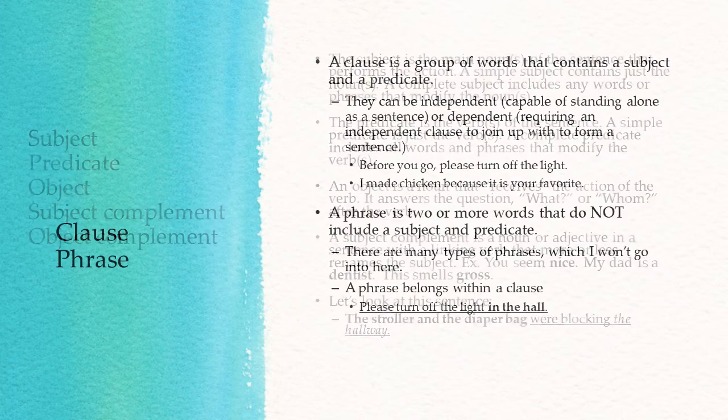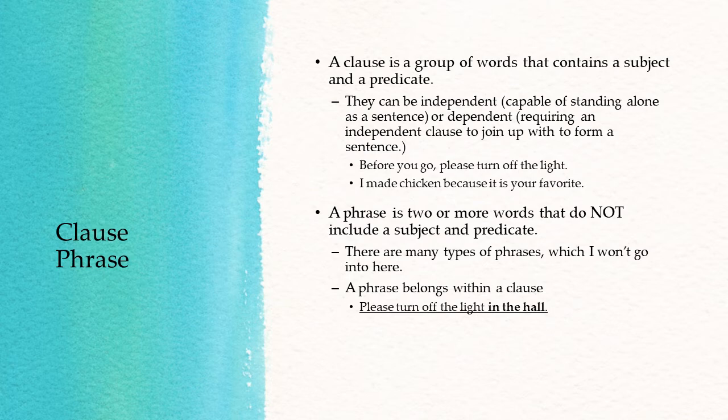Now let's take a look at clauses and phrases. So a clause is a group of words that contains a subject and a predicate. They can be independent, meaning they're capable of standing alone as a sentence, or they can be dependent, meaning they require an independent clause to join up with to form a sentence. They need the independent clause because they don't have a complete thought.